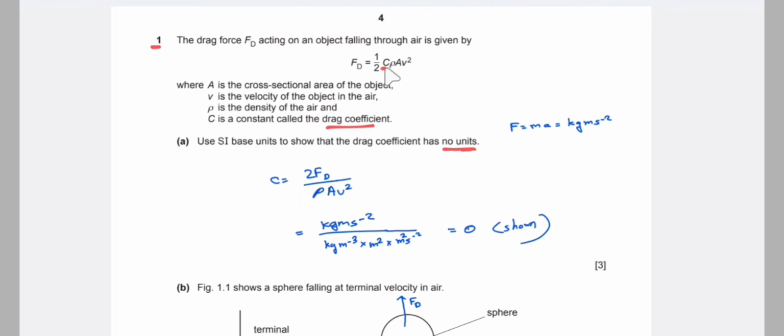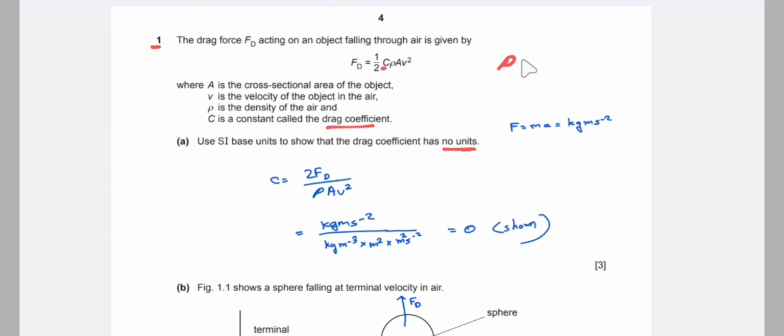First of all, we need to make the drag coefficient the subject of the formula. So the drag coefficient is equal to 2F_D divided by rho A v squared. F_D is the force. Force is equal to mass times acceleration, and the unit of mass is kilogram, and for acceleration it is meter per second squared. So the unit is kilogram meter per second squared.